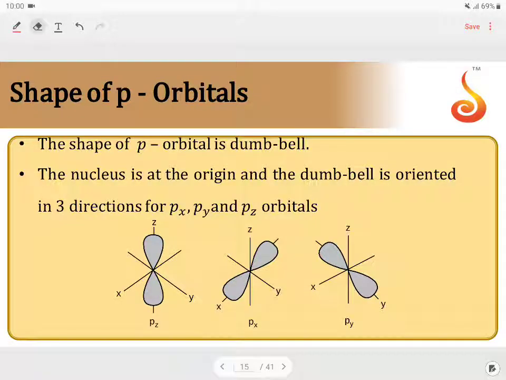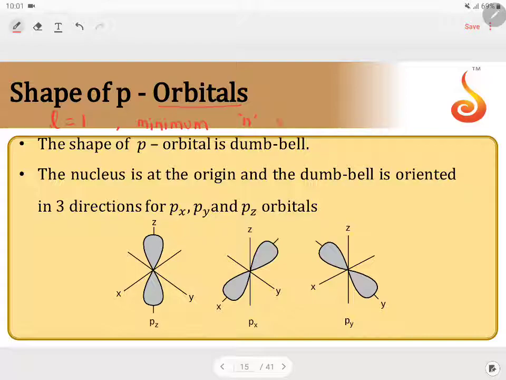Shape of p orbital. If you consider the shape of p orbital, the L value, L is nothing but the azimuthal quantum number. Azimuthal quantum number is equal to 1 for p orbital or p subshell.